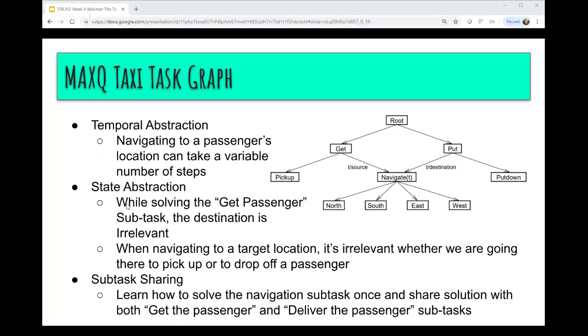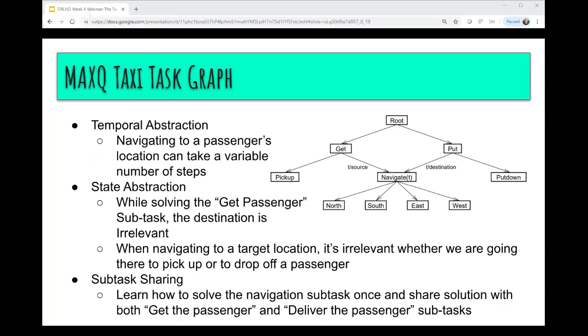So the last topic here is subtask sharing. This is a powerful mechanism because once you solve the navigation subtask once, like to navigate to the source, then that same task is shared with the deliver the passenger subtask. So there's a passenger on board. You use that same navigate task to navigate to the destination.